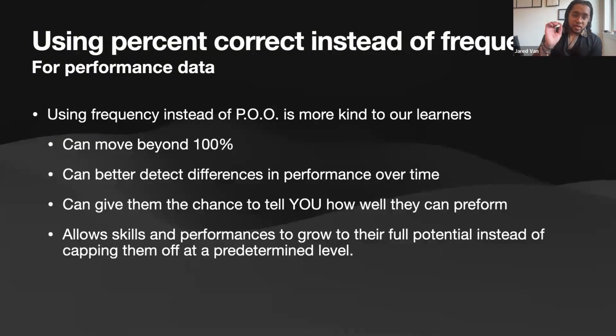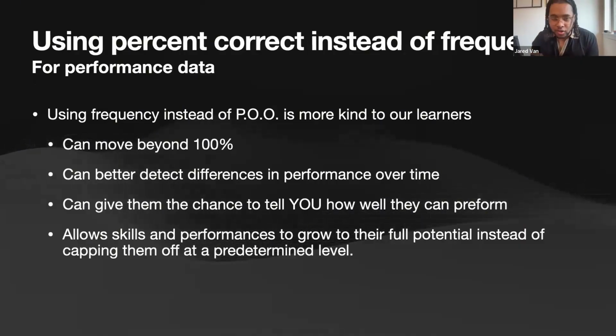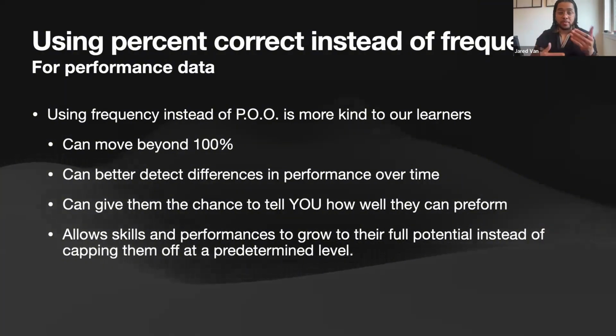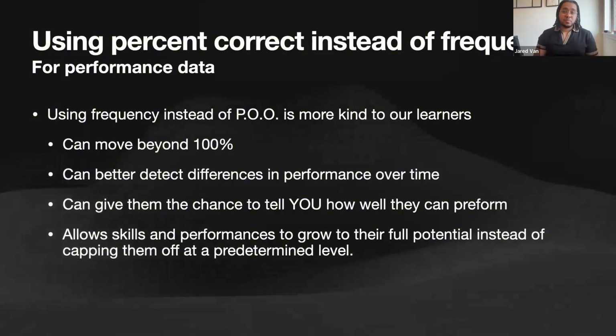Now, for performance data, using frequency instead of POO, percent opportunity occurrence, is more kind to our learners because our learners can move beyond that 100%. We could better detect differences in performances over time. Moving to frequency instead of POO can give your learner the chance to tell you how well they can perform. And it allows skills and performances to grow to their full potential instead of capping them off at a predetermined level.